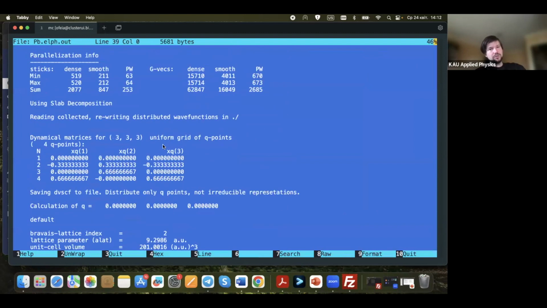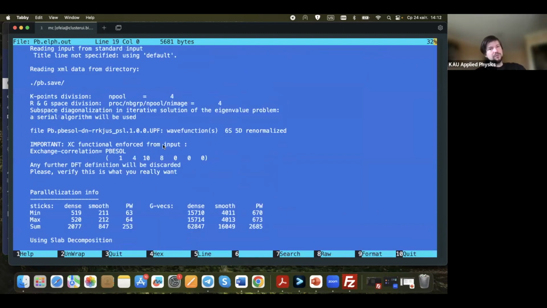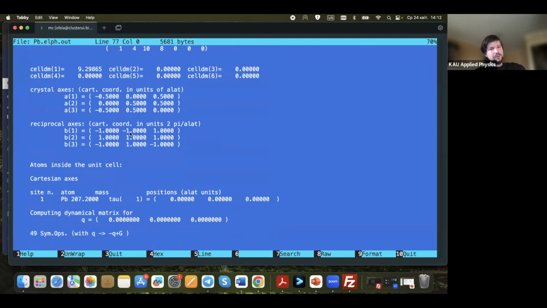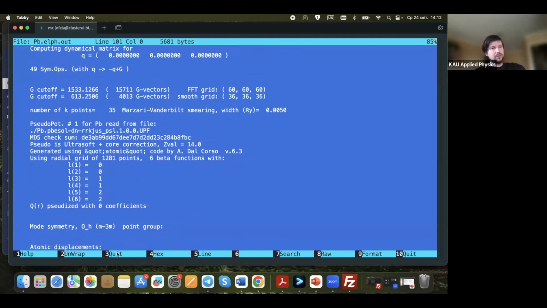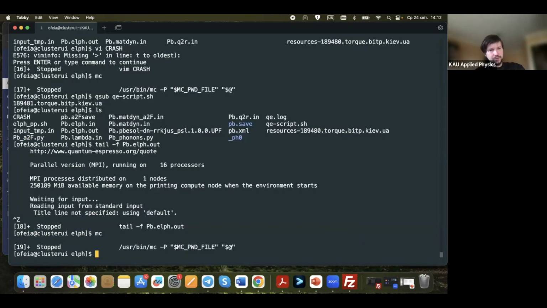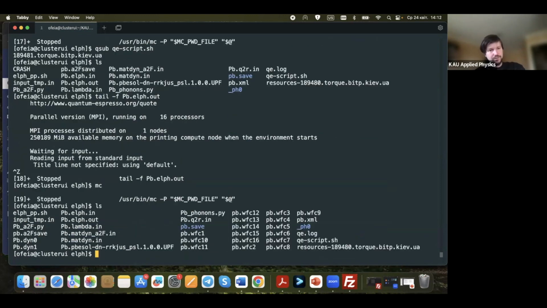Yeah, it works perfectly. You see that we have these 4 Q points for the 3x3x3 mesh, because we have a super high symmetry crystal with only 1 atom, and it will make the calculations for each Q point. But before that, we should be familiar with the files.